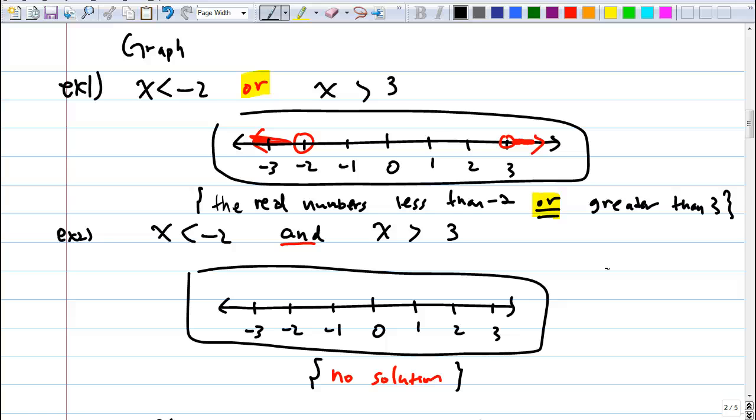Does that make sense? There's no overlap, right? A number cannot be less than -2 and at the same time greater than 3. Is that even possible? It's not possible, at least in this case. So therefore, there is no solution. You guys get that? Okay, let's move on to the next one.